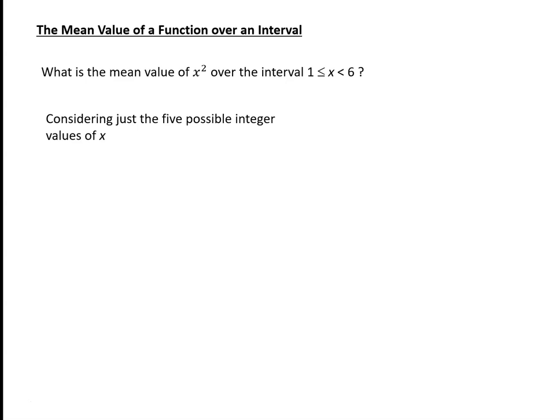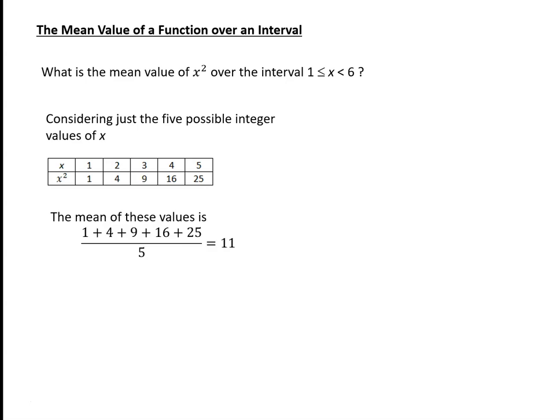Well, we could just consider the 5 possible integer values of x. So we've got x could be 1, 2, 3, 4 and 5, with x squared being 1, 4, 9, 16 and 25. And if we do that, then the average value of x squared is going to be 1 plus 4 plus 9 plus 16 plus 25 divided by 5, which gives us 11.